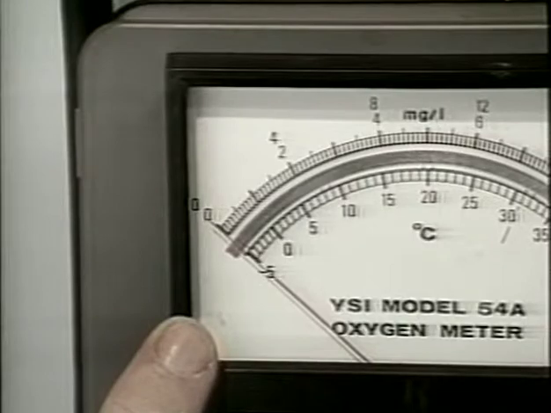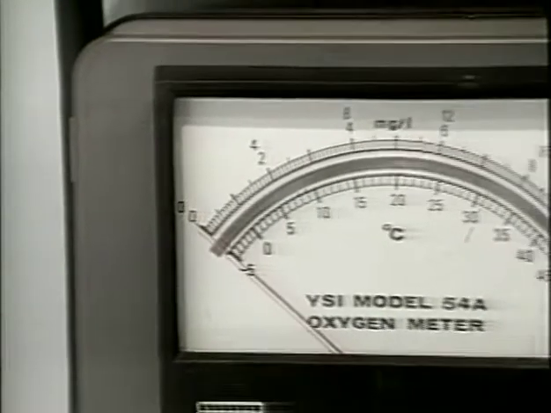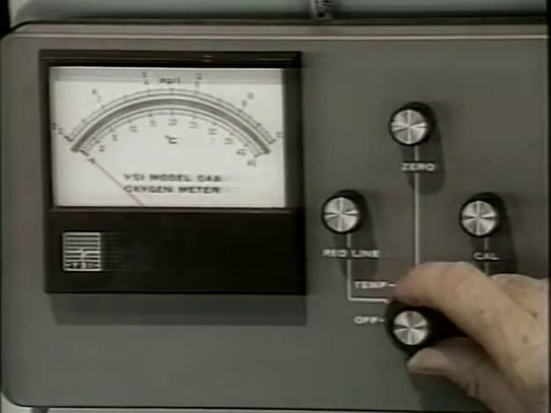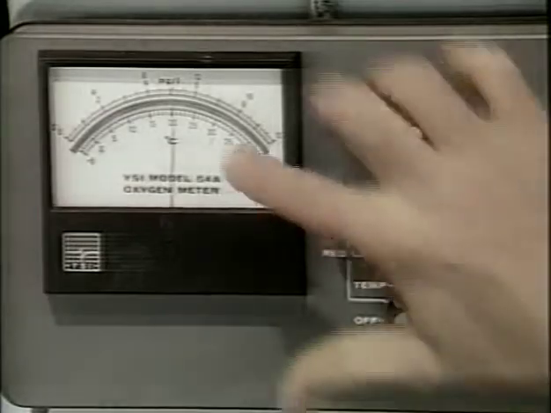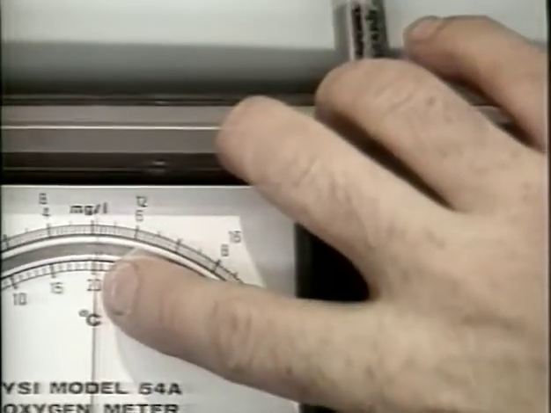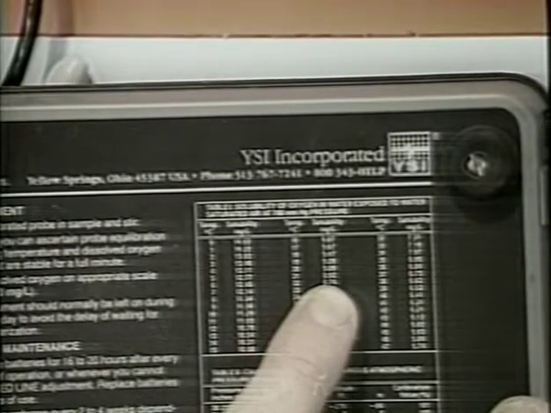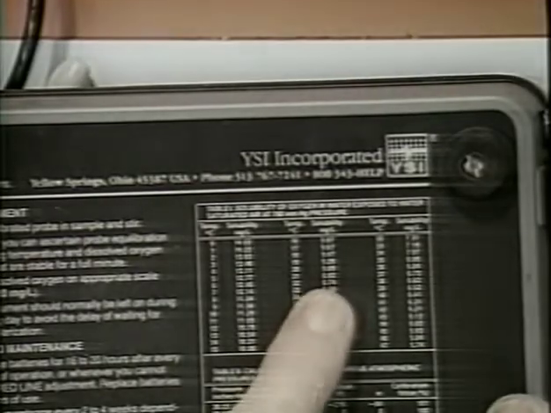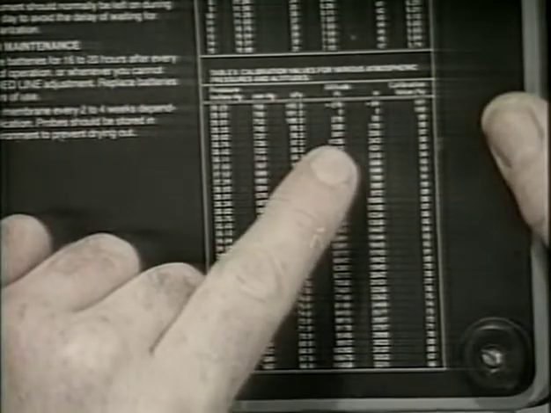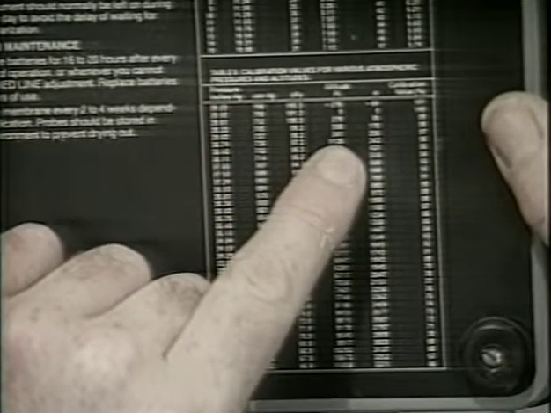If your meter does not have an altitude scale, it is most likely a temperature compensating meter. It must be calibrated in a different manner. First, switch the meter to the temperature position and read the air temperature. Determine the calibration value for this temperature from the table on the back of the meter. For example, if the temperature is 21 degrees C and the altitude is 1,000 feet, the calibration value from Table 1 on the back is 8.9 milligrams per liter.